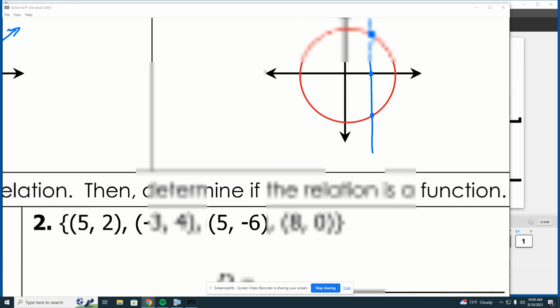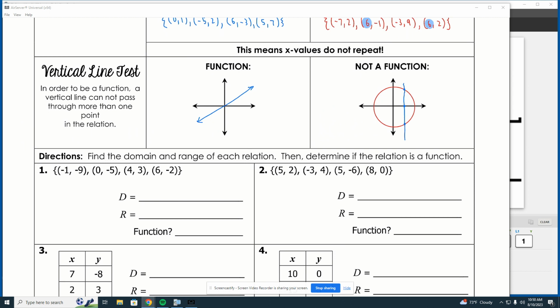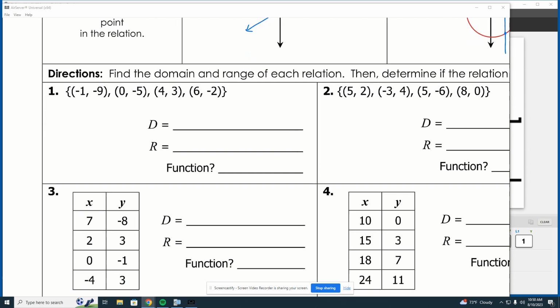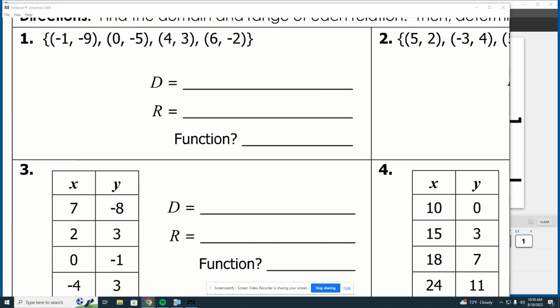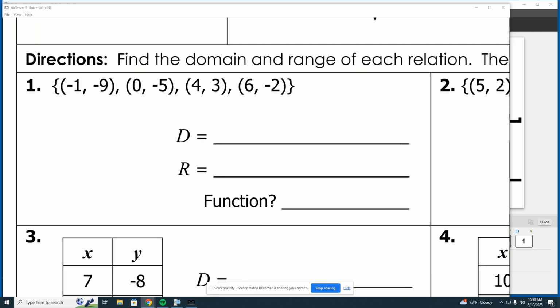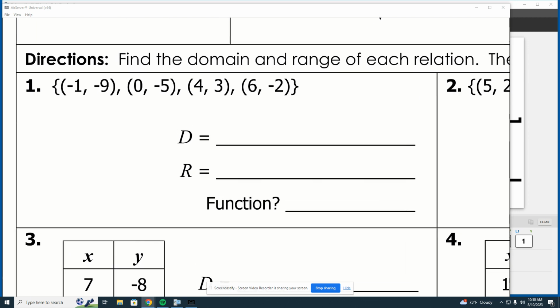Okay? So, let's look at the different ways we can see these. Let's name our domain and our ranges, and then determine whether or not it's a function. So, first, we're just going to start with some ordered pairs. Okay? What's the domain of this group of ordered pairs? You have to think a lot for this. How do I name my domain? Just start spitting out your x values.